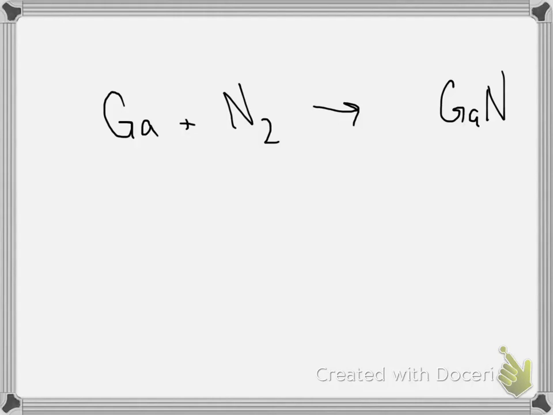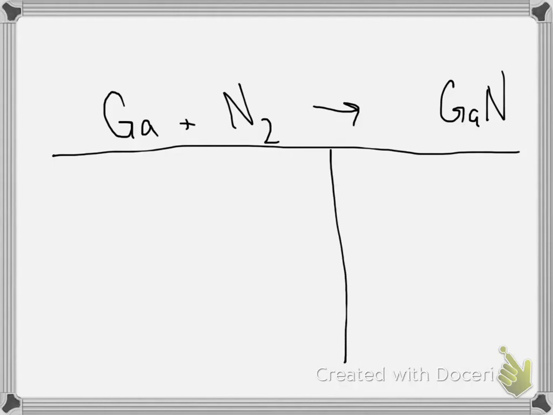The second step is to go ahead and create a T-chart that's going to separate the reactants from the products. And my reactants are always found to the left side of the arrow, and my products are always found to the right side of my arrow. In this case, I've got gallium, Ga, and nitrogen, N2, which are my reactants, and I've got GaN, which is my products.